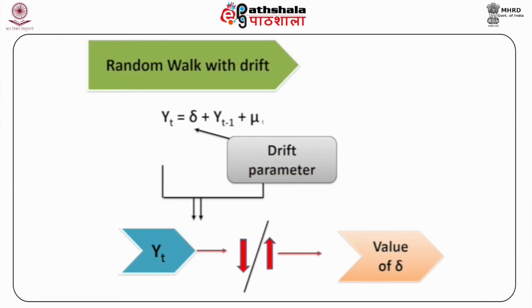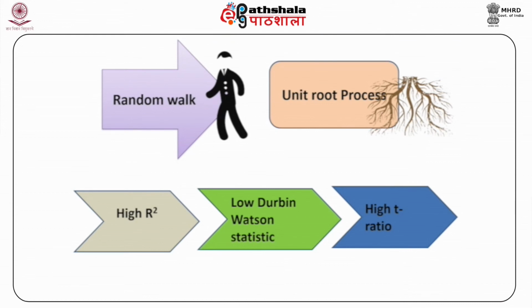Second is random walk with drift, which can be expressed as yt = delta + yt-1 + ut. Here, delta is considered to be the drift parameter. This implies that yt would drift upward or downward depending on the value of delta being positive or negative respectively. One point to remember is that the random walk model is an example of a commonly known process in econometrics, that is a unit root process.